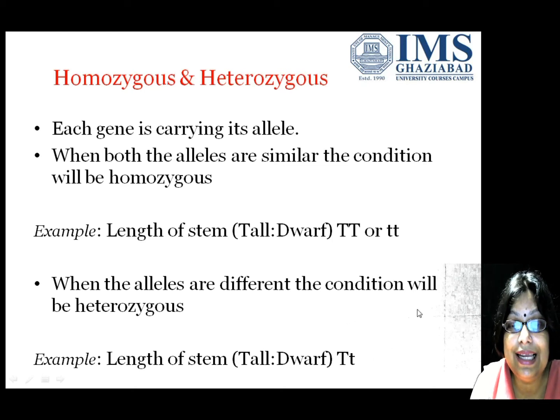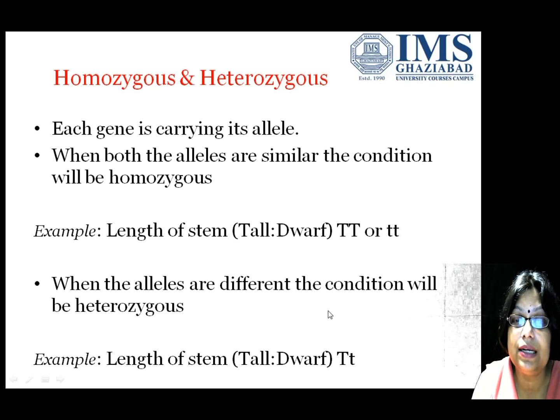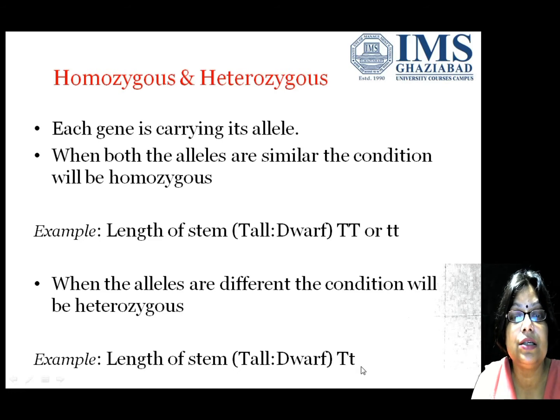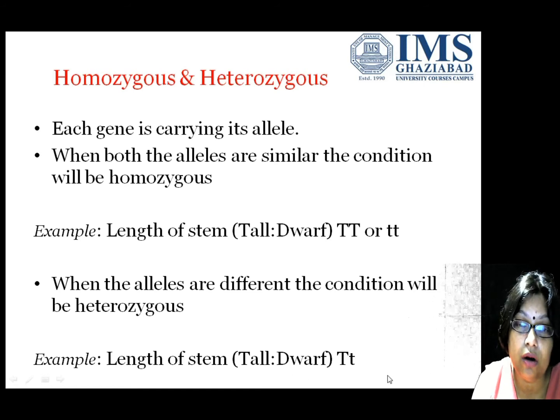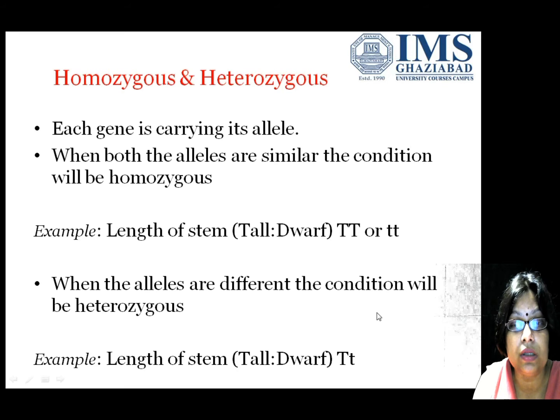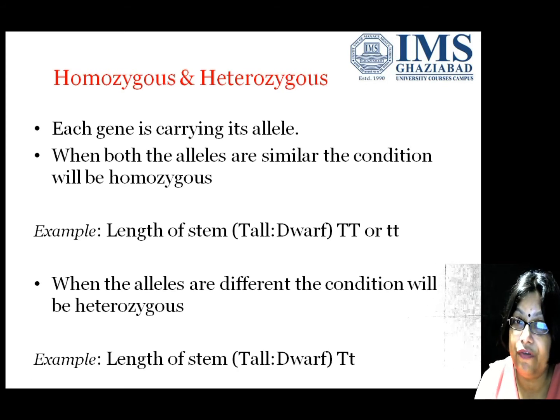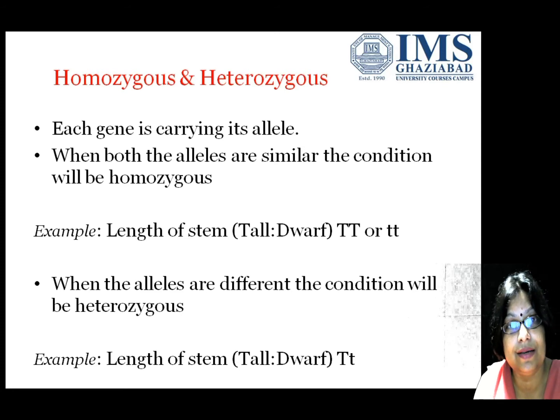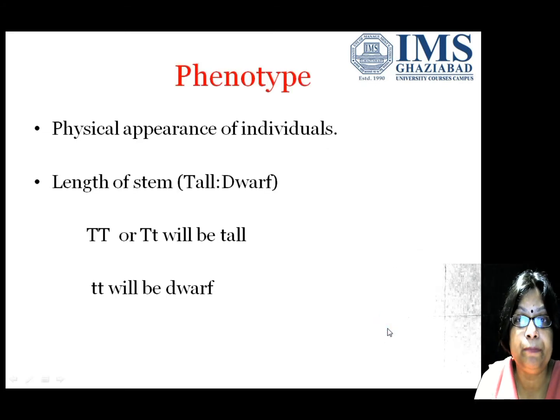Now, when the alleles are different, the condition will be heterozygous. You can find out one is capital T and another is small t. In the example, again, length of the stem, tall and dwarf: one allele is for the tallness and another allele is for the dwarfness. So, both the alleles are different. Different means heterozygous, similar means homozygous, whether it is the dominant one or the recessive one.